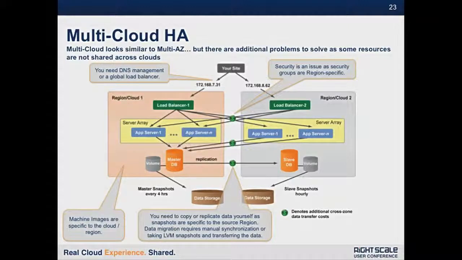Here's one of the hardest ones. You need to copy or replicate that data, right? You've got to get that data, like we talked about, from region 1 to region 2. And how do you do that, right? You can't do it with EBS snapshots. You can do it with LVM snapshots, right? And maybe that's your best solution in that regard.